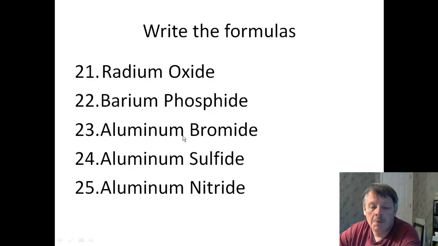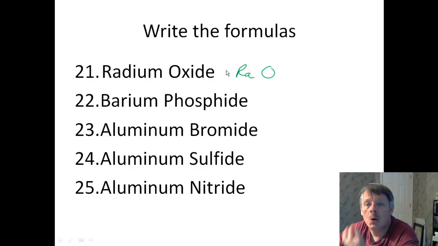Alright, how about radium oxide? Well, radium is Ra, and oxide is O, and oxygen takes on a 2- charge, and radium, you look it up on your periodic table, and it takes a 2+ charge. So the 2 and the 2 cancel, so we just leave it alone.